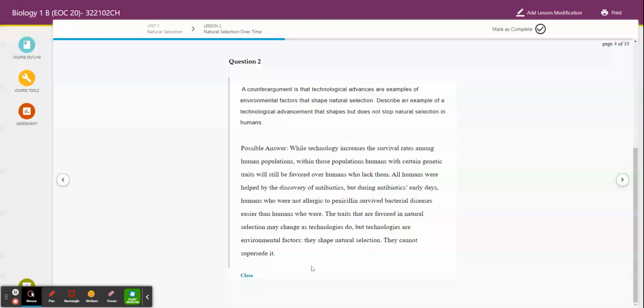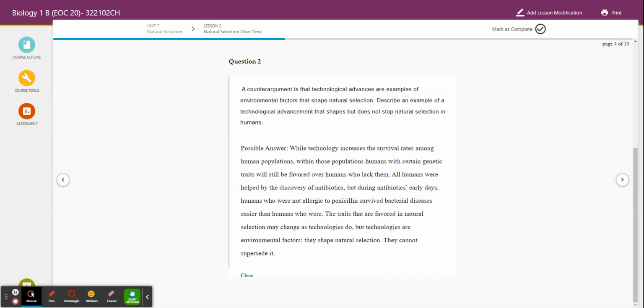A possible answer: while technology increases the survival rates among human populations, within those populations, humans with certain genetic traits will still be favored over humans who lack them. All humans were helped by the discovery of antibiotics. But during antibiotics' early days, humans who were not allergic to penicillin survived bacterial diseases easier than humans who were.